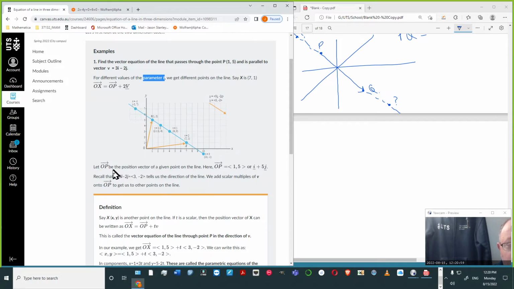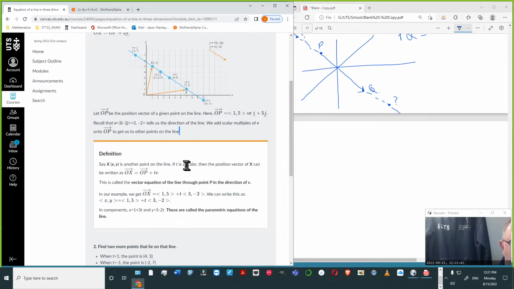Okay, so OP is what we call a position vector to a given point. So there's our OP, it's a position vector, and the component form of the position vector, or the unit form for i and j. Okay, this is just swapping between unit form and component form. And it tells us the direction of the line. We add scalar multiples of v onto OP to get us to other points on the line. Okay, so in this case here we said it was, for example, 2 lots of v to get us to the other points on the line.